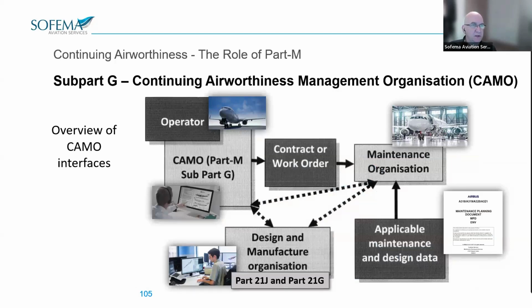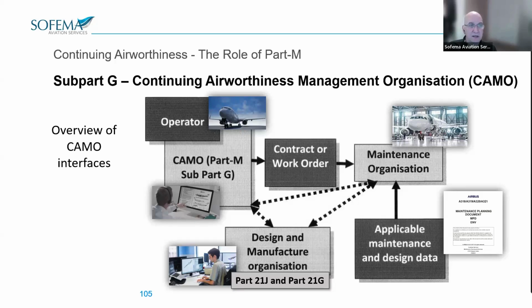This shows the interfaces between the CAMO organisation, Part M, Subpart G, and the maintenance organisation, and also the operator. On behalf of the operator, the CAMO will monitor maintenance program for due maintenance tasks. It'll keep track of all the scheduled tasks in the AMP. It'll keep track of any ad hoc bulletins and airworthiness directives that have a drop dead date or a threshold date. And it will implement them into a package of work, such as a C check or an A check or other activities which take place between those checks in the form of a contract or work order.